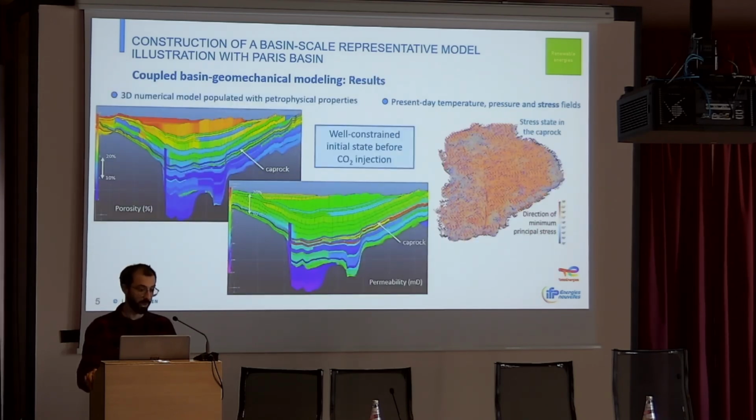And here's the kind of results we can have. So there is a slice here of the basin. So we can have different types of variables simulated here. We can have the temperature, pressure, stress fields, porosity, permeability, and so on. And all these variables will help to well constrain the initial state before the CO2 injection.